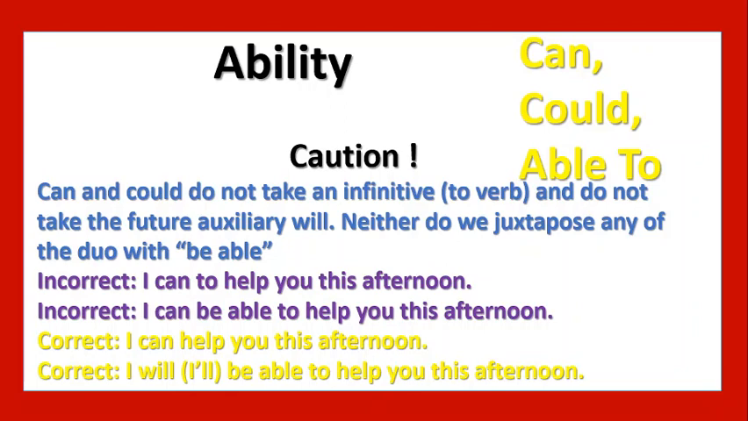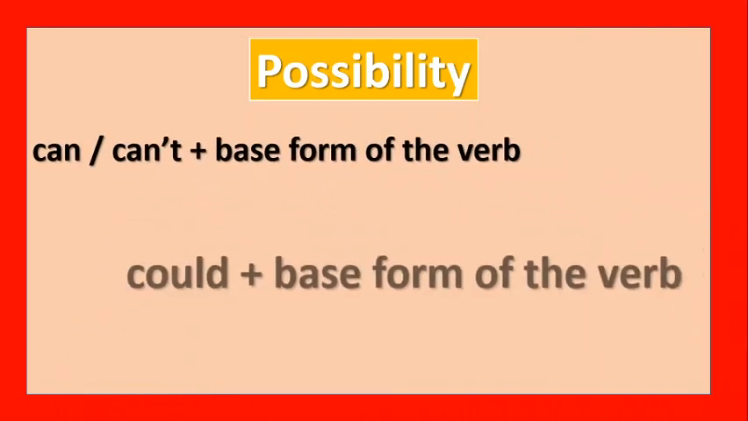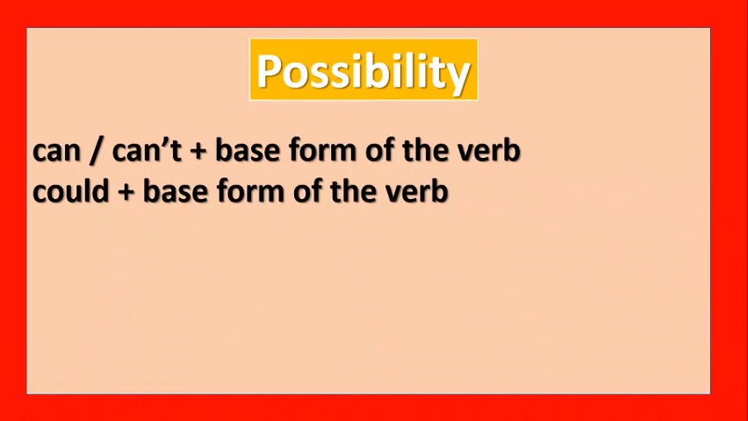Let's go to using can, could, or able to show possibility. When we talk about possibility, what comes to our mind? That it is possible. These are not ability. Let's go to the rules. Can, can't, plus the base form of the verb. We use can or cannot plus the base form of the verb, or could plus the base form of the verb. There are two rules there.